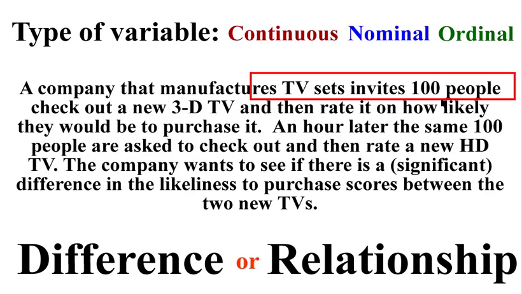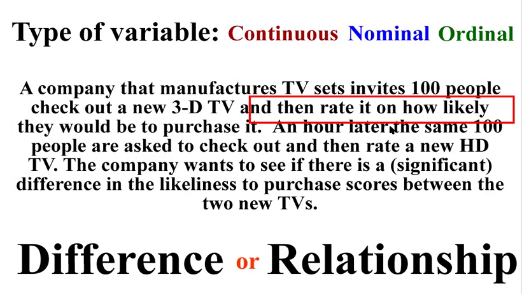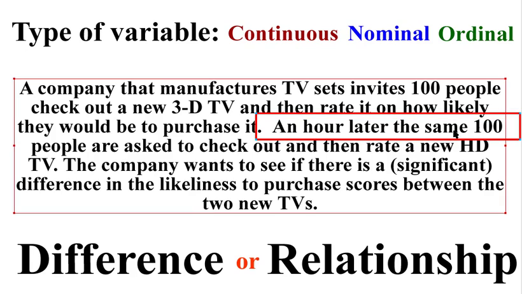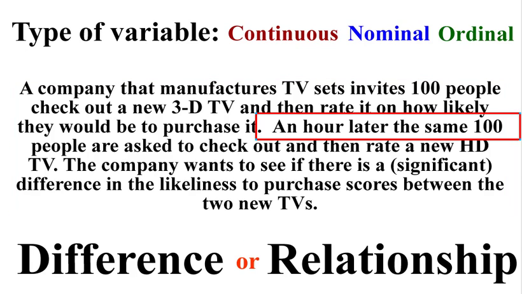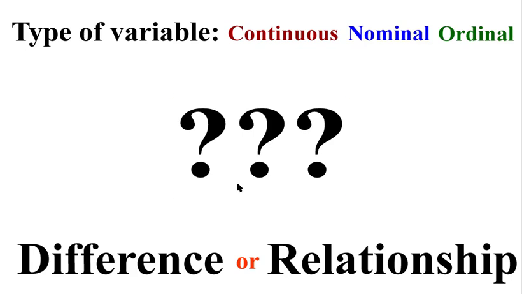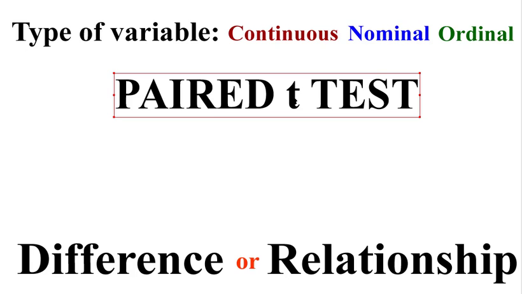It's the same group, right? The first 100 people are the same as the second 100 people. See that word same? So it looks like we got one group, and they're measuring two different things, but everybody makes that measurement, right? Everybody rates the first TV, everybody rates the second TV, and that could be a little bit confusing. I know it is. But keep that in mind. One group, two measurements. That's what we would call a paired t-test.